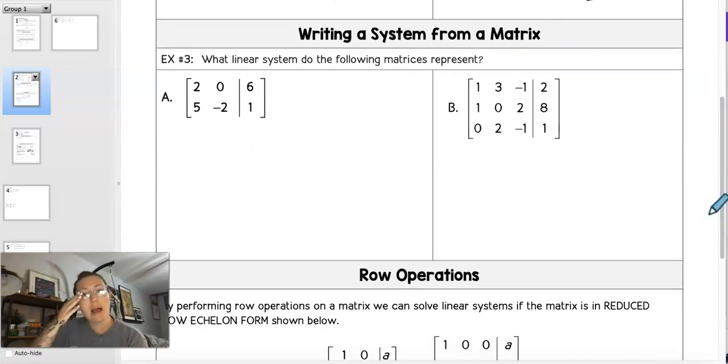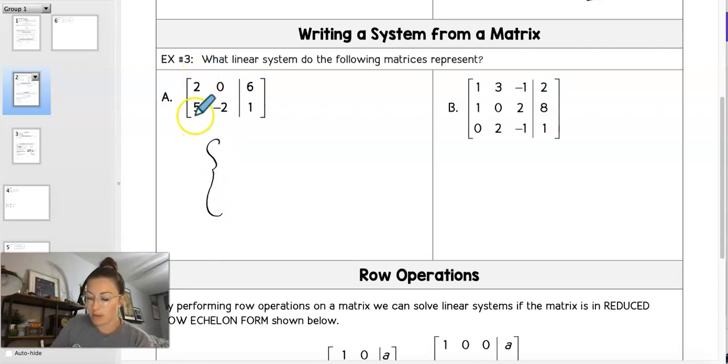So that's what we're going to do now. Now we're going to go backwards. We're going to rewrite these back into actual equations. Okay, so this is a system. Systems use that little weird bracket. I don't know what it's called. Okay, so this would be your x's, this would be your y's, this would be your answers.